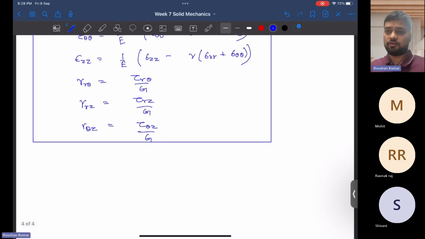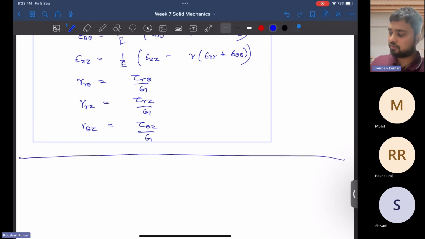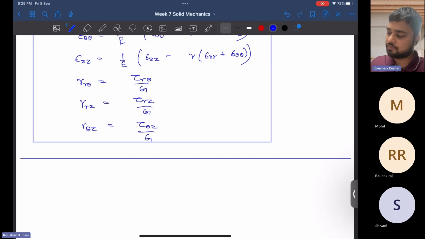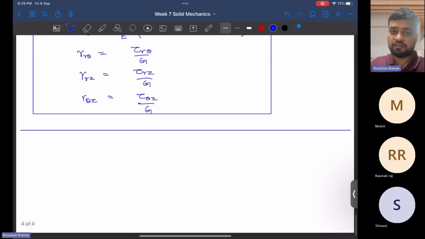So this is all about these 3 lectures. I have mentioned all the important formulas given in the lecture. Now we will move on to the problem solving session. Based on these concepts, I will solve some problems through which you will better understand the concepts. So let's start the problem solving session.